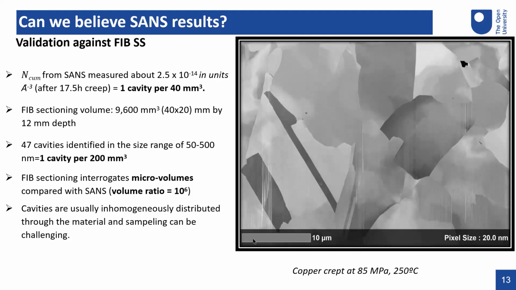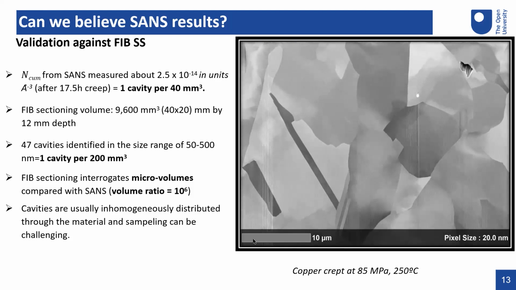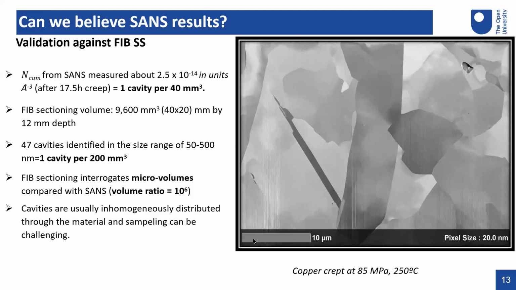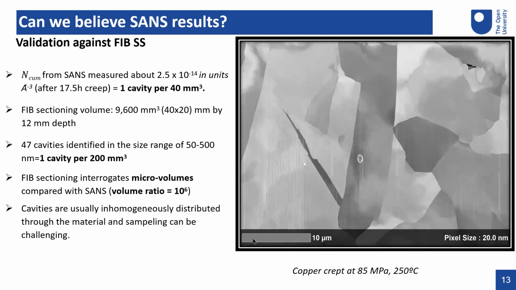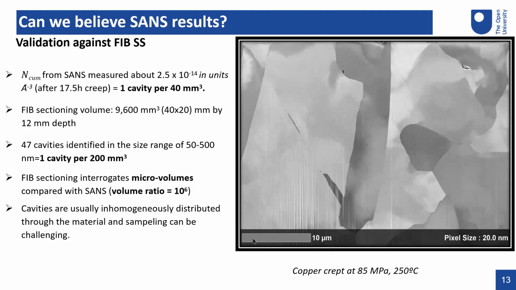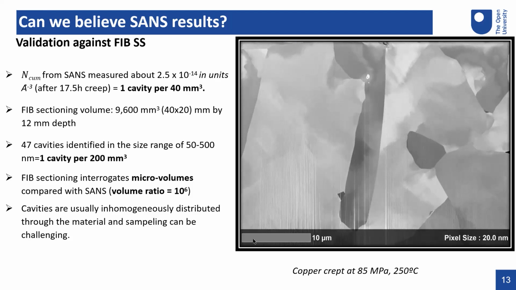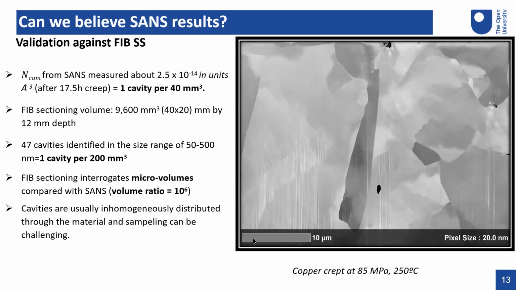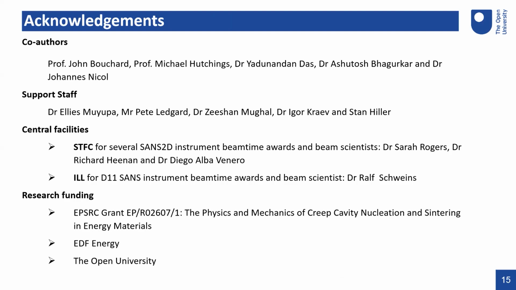The area you're covering with the deep serial section is a micro volume compared to the SANS. It's a very challenging technique, obviously, because the cavities are inhomogeneously distributed in the sample, and you must be lucky to hit the correct area and to be able to quantify a substantial number of cavities to be able to translate and calculate the quantitative measure of cavities. So it is challenging, but it's doable.